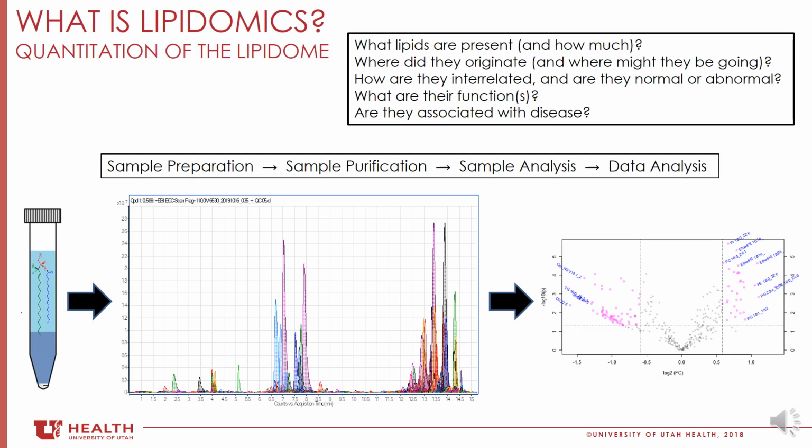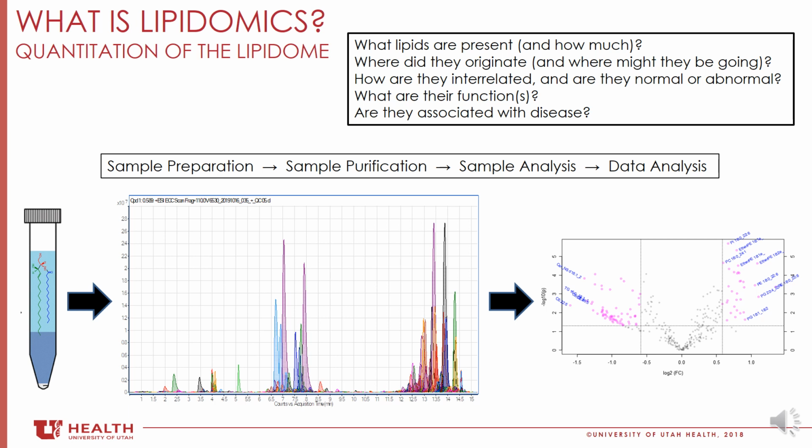What is lipidomics? Simply put, lipidomics is the quantitation of the lipidome. As a pure workflow, lipidomics consists of sample preparation, sample purification, sample analysis, and data analysis. More specifically, lipidomics is a systems level analysis of lipids found within a tissue, biological fluid, organism, culture, or other biological source, falling under the umbrella of the larger field of metabolomics. Most often we examine the lipid differences found between biological samples after perturbation of a given system.